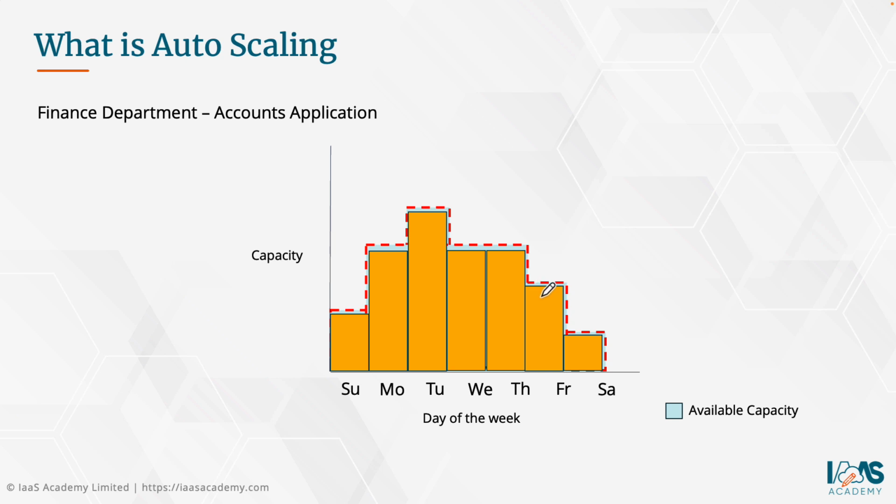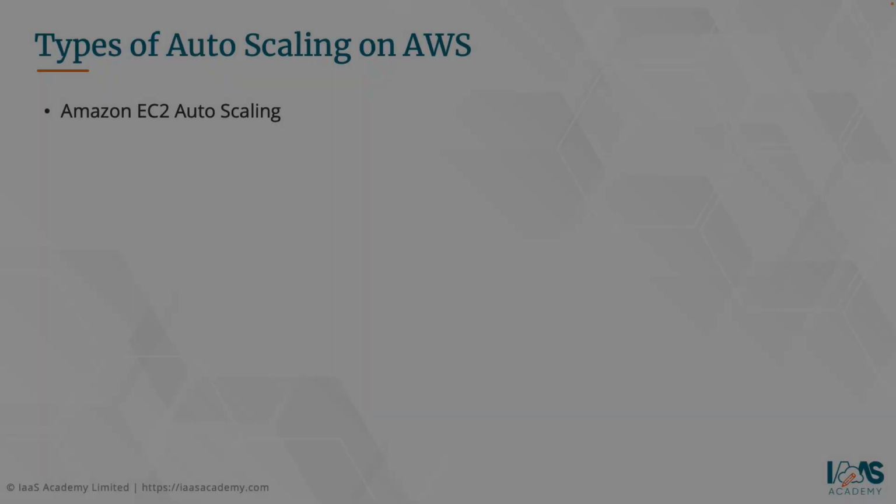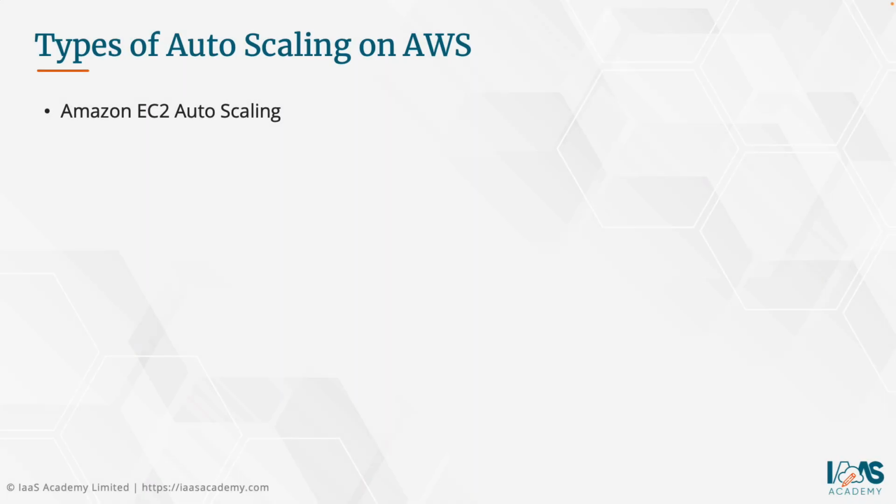So, ultimately, the AWS Auto Scaling service allows businesses to be far more efficient, consuming only what they need and when they need it. Let's take a look at the Auto Scaling service in a bit more detail and discuss its core features next. Now, there are two types of auto scaling services on AWS.